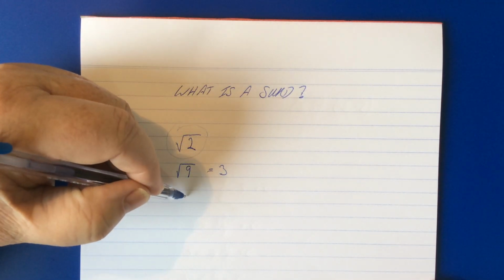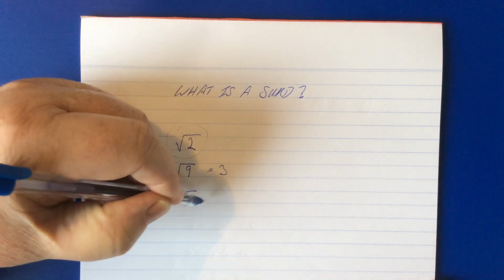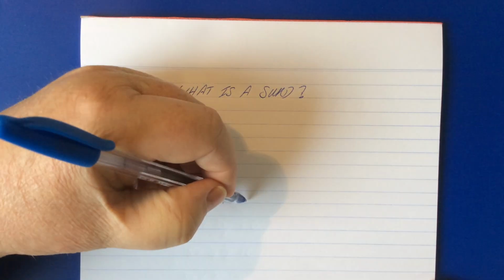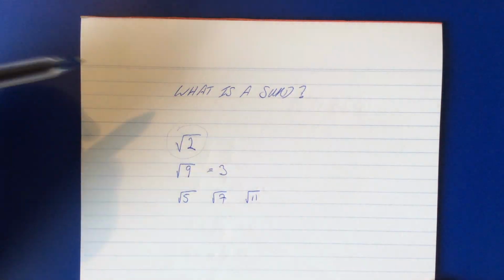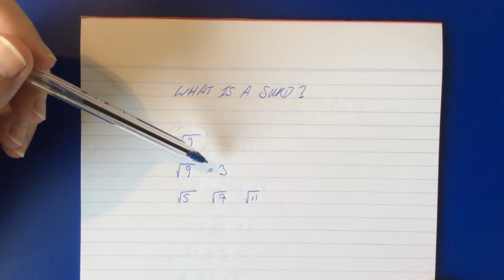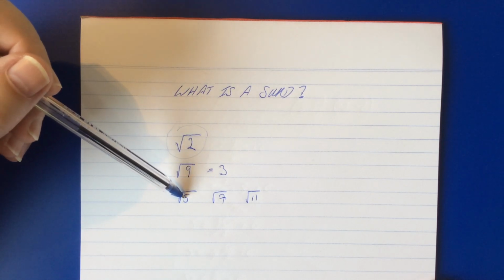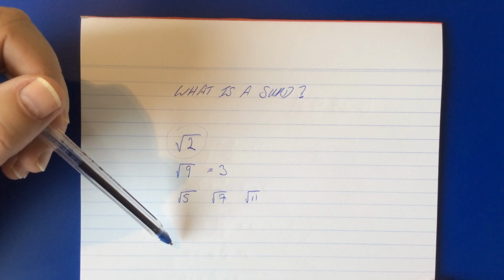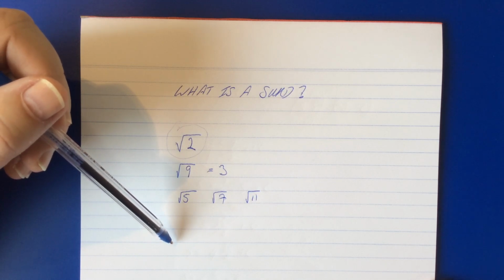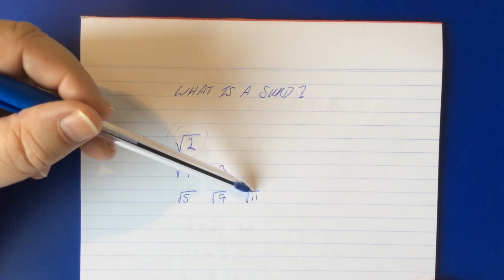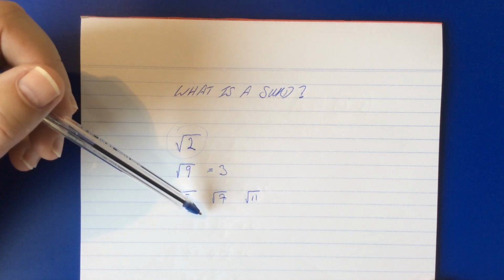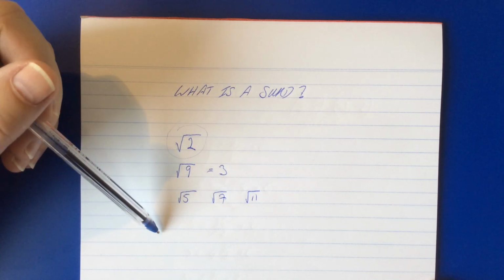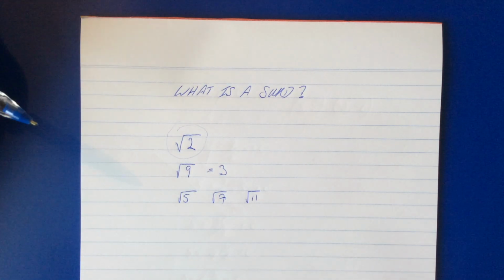Other common examples: square root of 5, square root of 7, square root of 11. Notice anything here? Generally speaking, if you've got a prime number, you just treat that as a surd. So if you're looking for the square root of 11, you just write the square root of 11. Square root of 7 you'd write as the square root of 7. I don't really want to say much more than that.